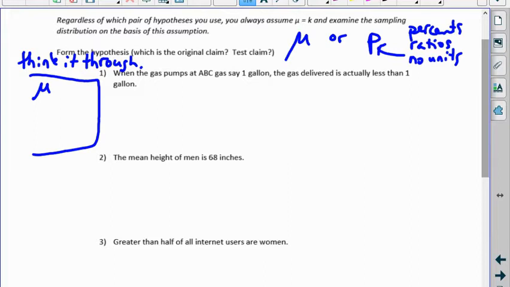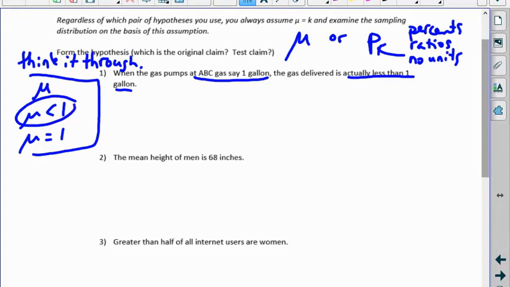Okay, so what do you think you could write about this? Like, what about this gas delivered is actually less than 1 gallon? What would you say? Mu is what? Less than 1 gallon. Maybe from the first statement, you might be able to say mu is equal, right? But this is the important thing that you're going to be testing. There's no equal sign on that statement.